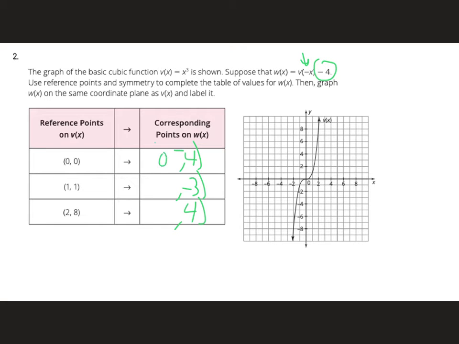So this is still going to be 0, because that doesn't go anywhere. This one's going to be negative 1, negative 3, and then negative 2, 4. So 0, negative 4, negative 1, negative 3, and then negative 2, 4.